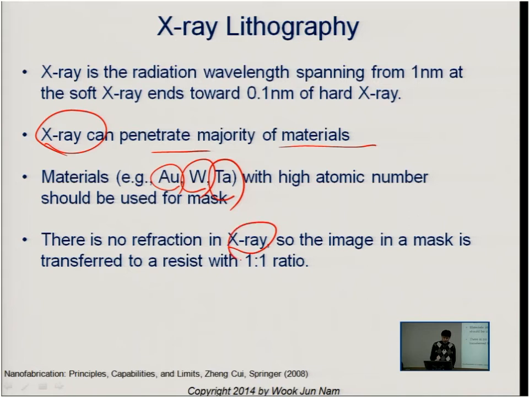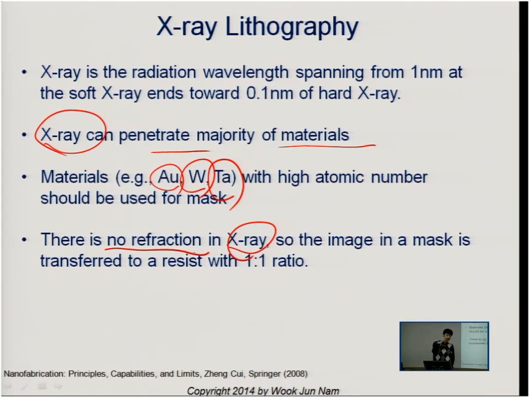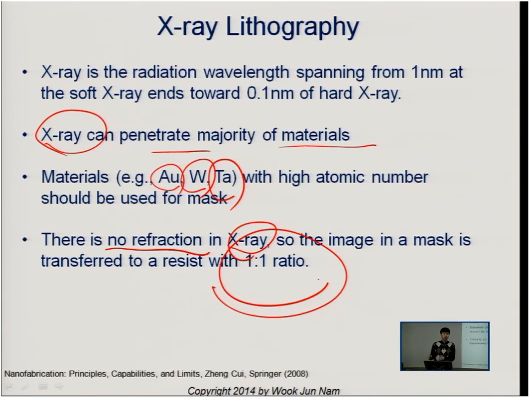the bad news is that X-ray does not refract. So when X-ray goes through the air and passes through some materials, it is not bending. That is why the image ratio between mask and your substrate is 1:1. It's very tough. We wanted to use X-ray lithography to achieve smaller than 20 nanometer feature size. For example, if you wanted to achieve 10 nanometer feature size, you would have to make the 10 nanometer feature size on your mask.